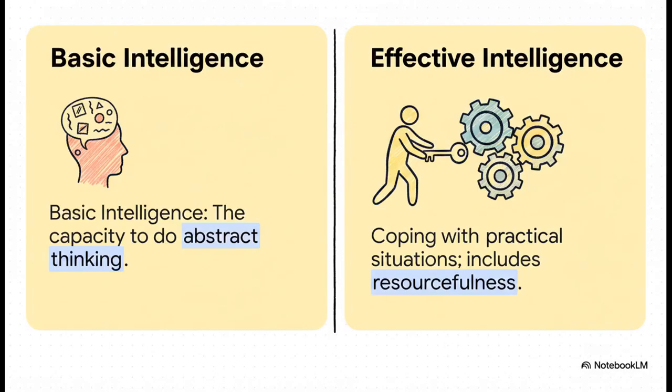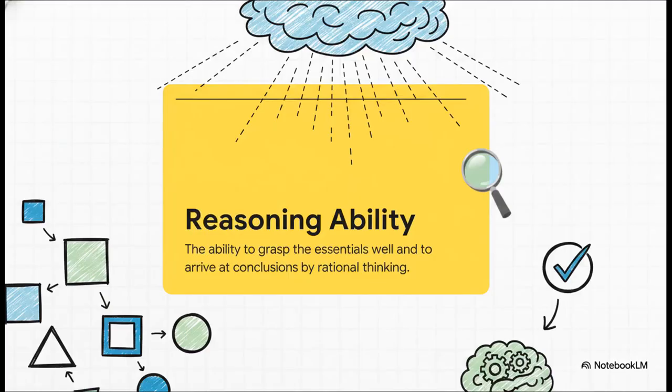And right away, we hit a really critical distinction. This framework doesn't just care about basic intelligence, abstract thinking or being book smart. It puts a huge premium on effective intelligence. That's all about practical, real-world problem solving and being resourceful, especially when you're in a tough spot. Next up is reasoning ability. This is the knack for cutting through the noise, getting to the heart of a problem, and reaching a conclusion based on pure, rational logic, not gut feelings or emotional impulses.